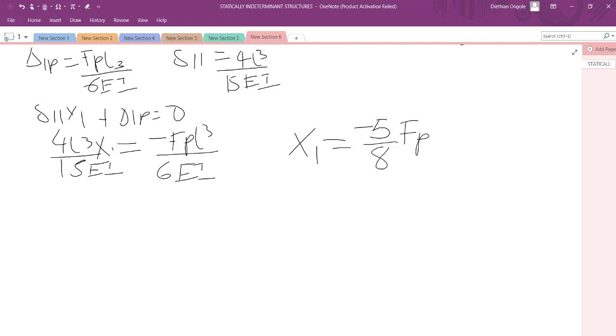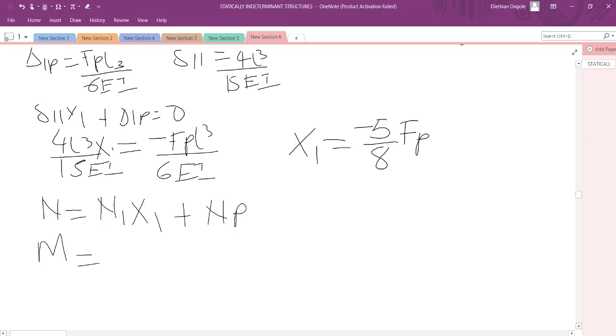To draw the bending moment diagram, we have to keep in mind the equations. The axial force N would be equal to N1, from the action of the unit force diagram, times the value of x1 that we found, plus the value of NP. Besides that, the bending moment would be given by M1 x1 plus MP. So let's see how we merge these two values on our diagrams.